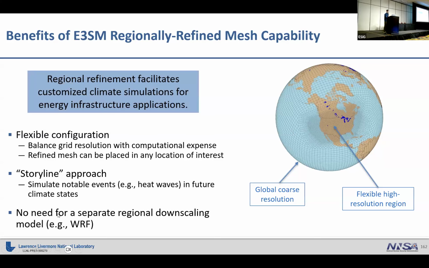And finally, there's no need for a separate regional downscaling model. So all of the refinement happens within one model. And I think really my vision, or our vision, for working with users on this type of model is that we can collaborate to run simulations for specific scenarios of interest over specific regions of interest. So I'd love to talk to anyone about that for the rest of the workshop.